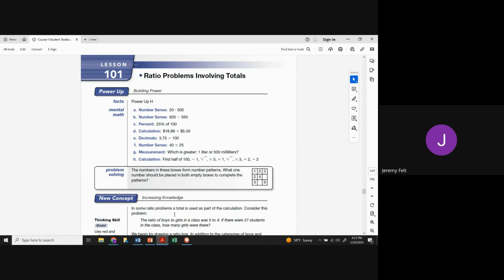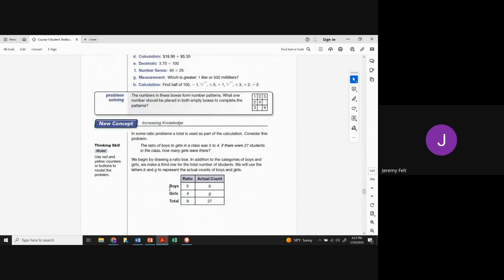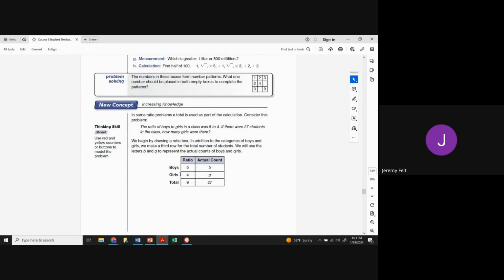Lesson 101, we're looking at ratio problems involving totals. So we set up ratio boxes all year, whether it's number of girls to boys, or this type of flower to that type of flower, or whatever two things we're comparing. Now all we're going to do is add in a total. So we're going to have a third row in our ratio box. So again, if we're looking at boys to girls, how do we come up with a total? Well, pretty simply, for the two things we're comparing, we add those up, and that gives our total for our ratio.